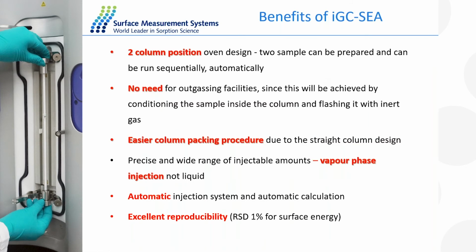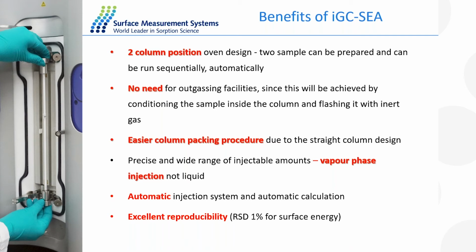So there's a few benefits of using iGC-SEA. First is the 2-column position oven design. So effectively we can run the columns sequentially and automatically. We can have up to 10 methods in our software, so we can run them automatically. There's no need for any outgassing facilities. So in our system, we can do in situ column conditioning. So in this case, we don't need any third-party outsourcing facilities next to our system.